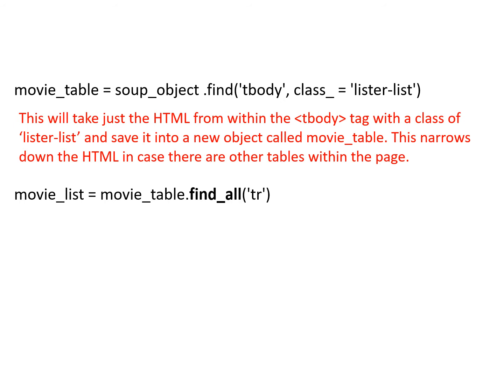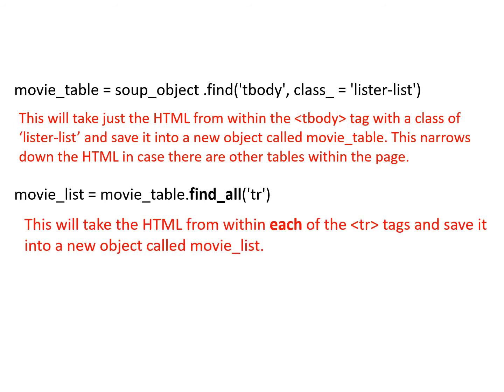And when we find all of these TRs, it's going to then create a list, because there's more than one TR. So we'll call it movie list, because we know there is going to be more than one of these. So movie list equals movie table dot find all TR. And again, that's going to take the HTML from within each of those TR tags, and then all of those will together be compiled into a list called movie list.